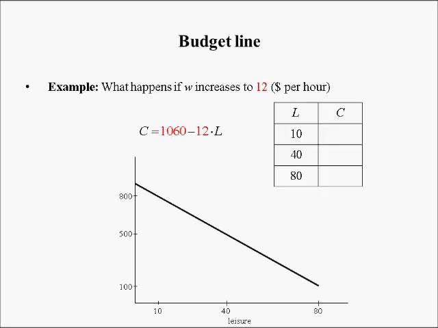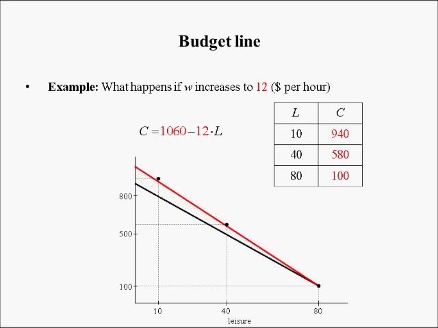Okay, so let's fill out the table again. 10 times 12 is 120. 120 subtracted from 1060 is 940. 12 times 40, subtracting that from 1060 gives you 580. 80 times 12 and then subtracting that from 1060 gives you 100, which makes sense, right? Because if you leisure all the time, you're not working in the labor market, you're not making any money in the labor market, you can only consume your allowance.